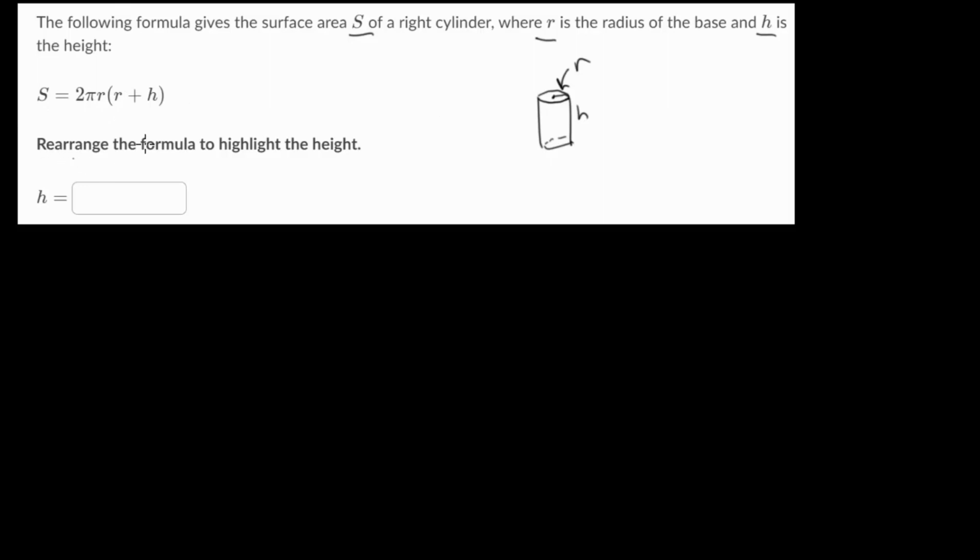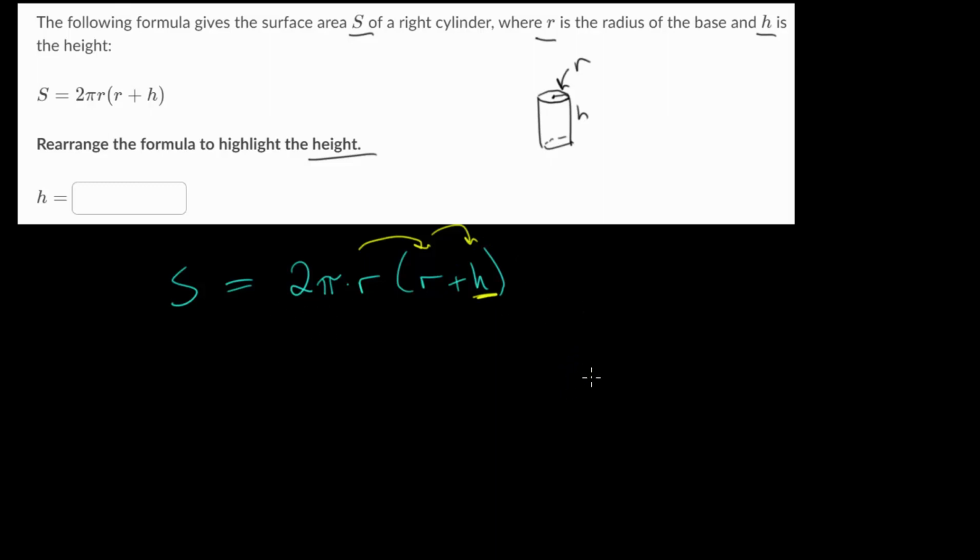And we need to rearrange the formula to highlight the height, which is the letter h. So let's start by just rewriting this formula. S is 2 times pi the radius multiplied by r plus h. And to solve this for h, we need to isolate this variable. And there are two approaches that we can take to this. We could distribute here to get rid of the parentheses and then subtract the term that doesn't have h, move that to the other side, and then divide to get h by itself.